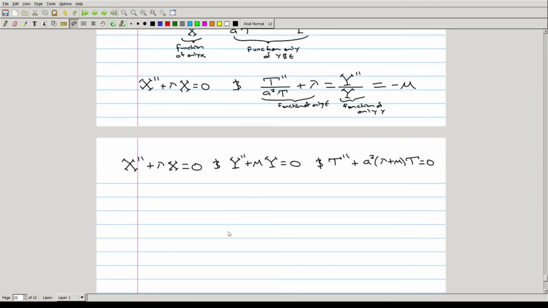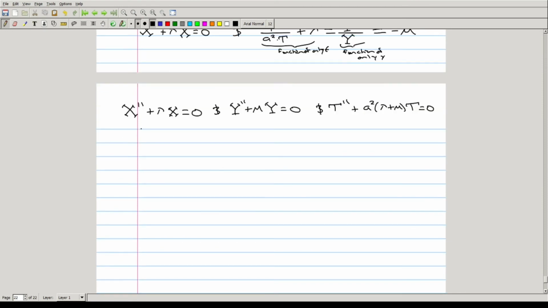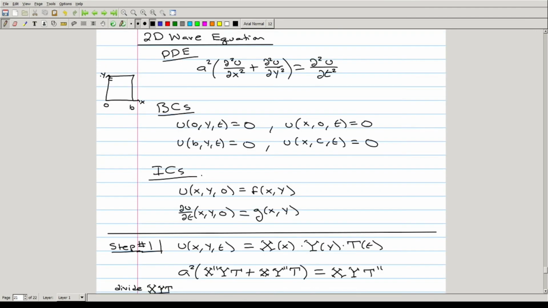And we first go through and satisfy the Sturm-Liouville problems for x and y, where the boundary conditions are x of 0 and x of b have to equal 0, and the same thing for y. So y of 0 has to be equal to y of c is equal to 0 in order to satisfy all four of these boundary conditions.